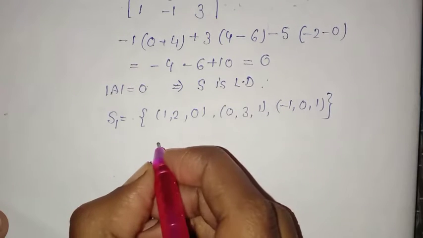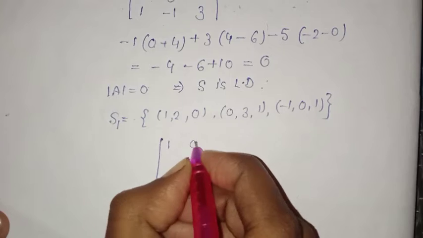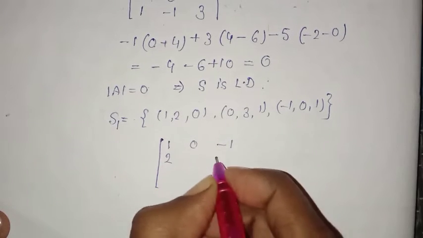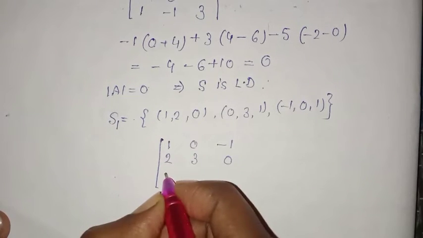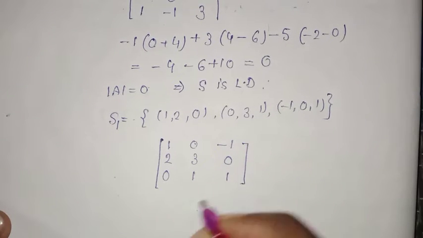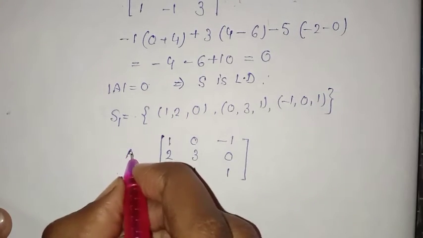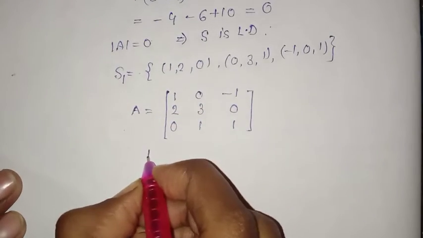This time I will put them in the form of row vectors. So they become 1, 0, minus 1, 2, 3, 0, 0, 1, 1. So this is our matrix. Now we will try to find the determinant.